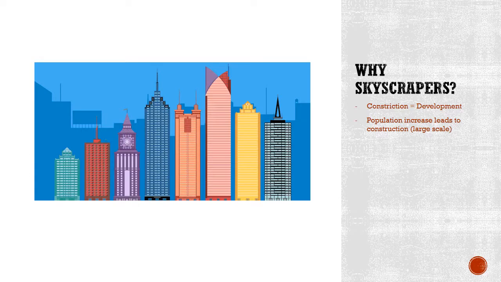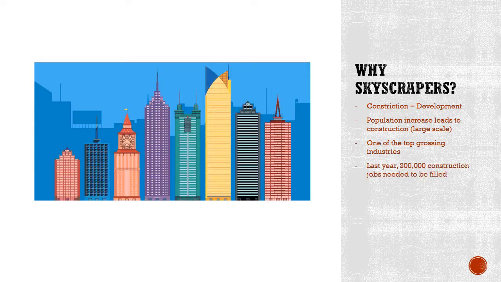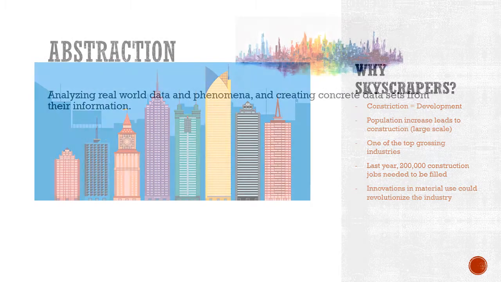Construction is also one of the top grossing industries of the year, as places are ever evolving. Last year, an estimated 200,000 jobs were needed to be filled in the construction industry alone, and with the average worker being around the age of 55, this number will only increase. With all this being said, analyzing the height of the building and what materials go into the building can help engineers create new and better ways to build bigger and taller buildings.